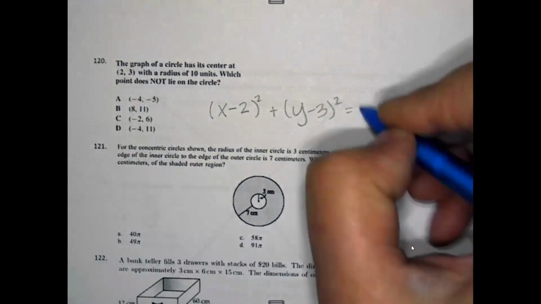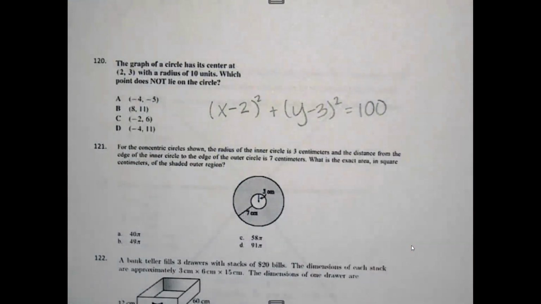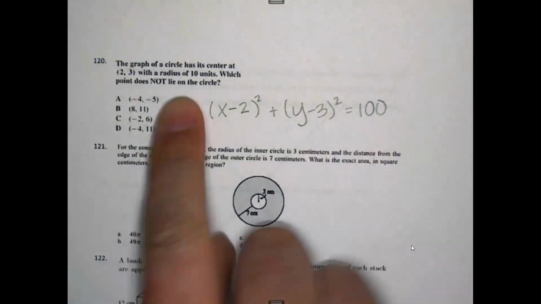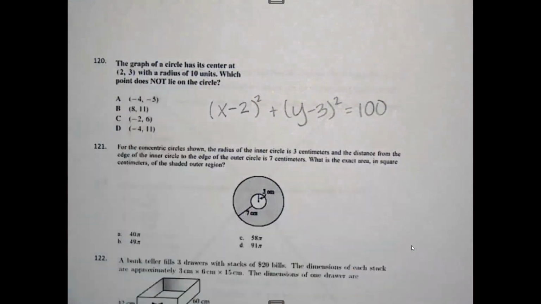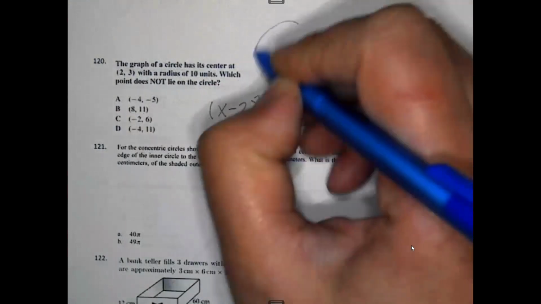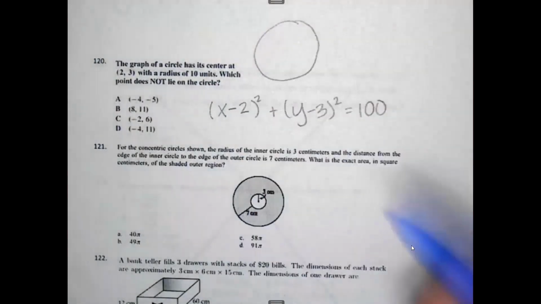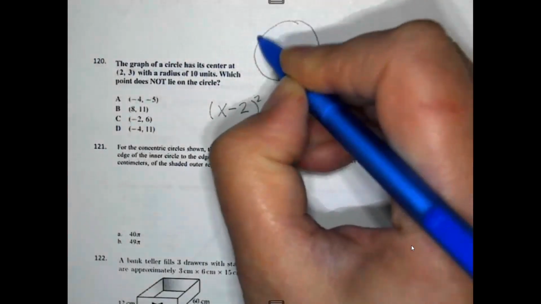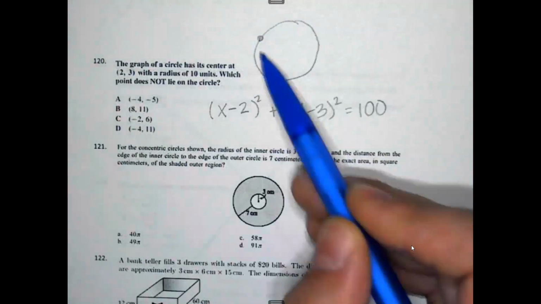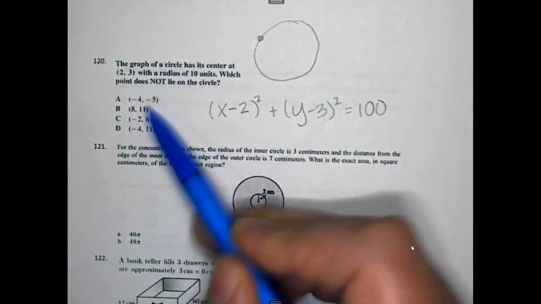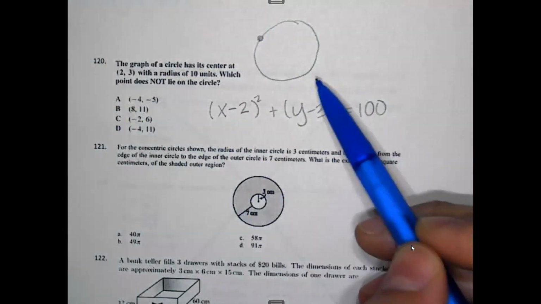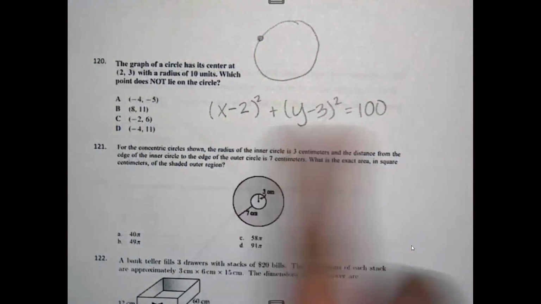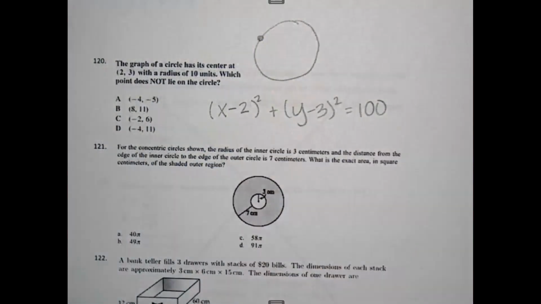100. Perfect. Okay, so now what we're going to do is we're going to graph this, and then they say which point does not lie on the circle. What it means by lie on the circle is that if you have the circle graphed, points that are on the circle are going to look like this. So of these answer choices, 4 of the points are going to lie on the circle. 1 of them is not. So that's what they're asking about. So we're going to graph this on Desmos. We're going to see which point is not on the circle.